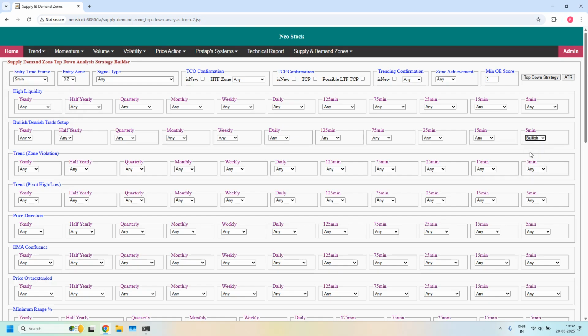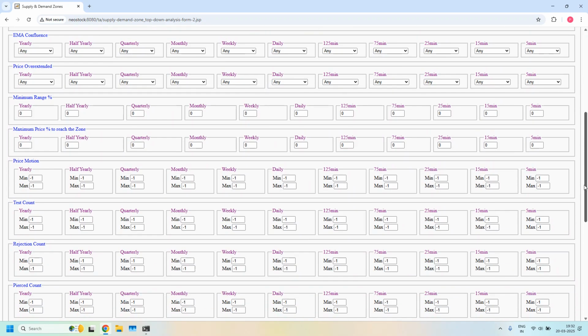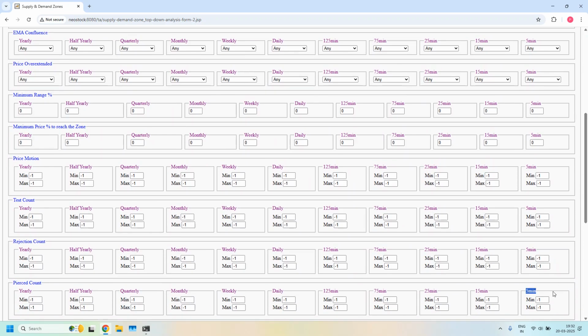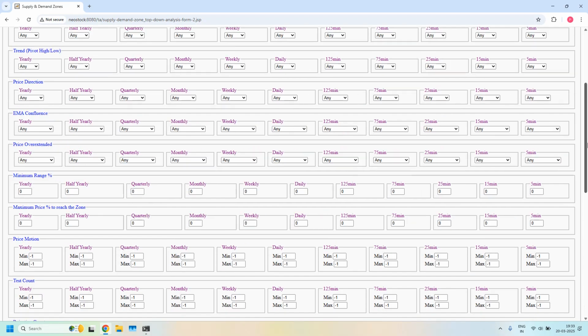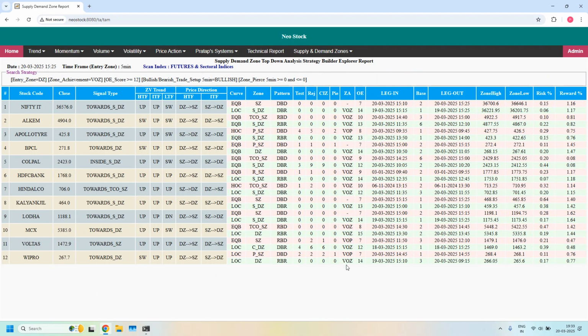At 5 minutes, I am selecting bullish, zone achievement V was at, minimum order enhancer score 12, and 5 minutes demand zone should not be pierced. So at 5 minutes, I am selecting minimum value 0, mandatory value 0. With these filters, we got 12 stocks supporting bullish trade setup for hourly income trade. And entry time frame zones are 5 minutes demand zones in all these stocks.